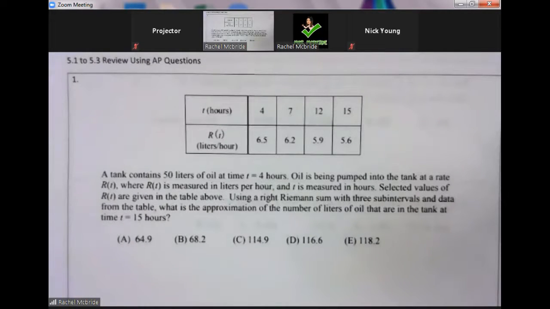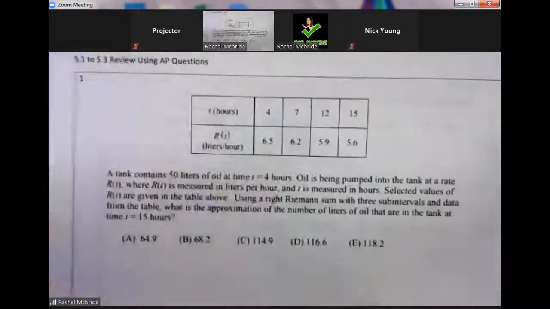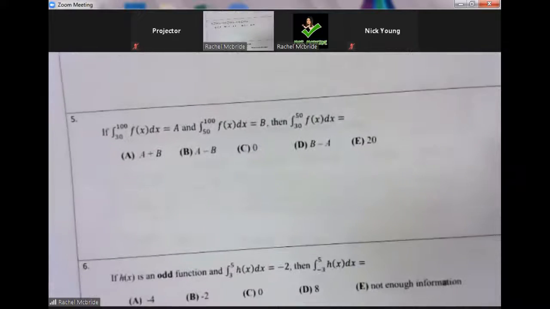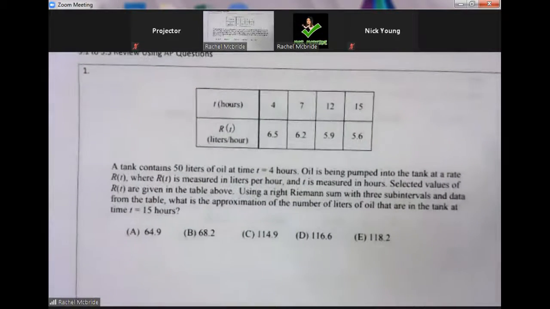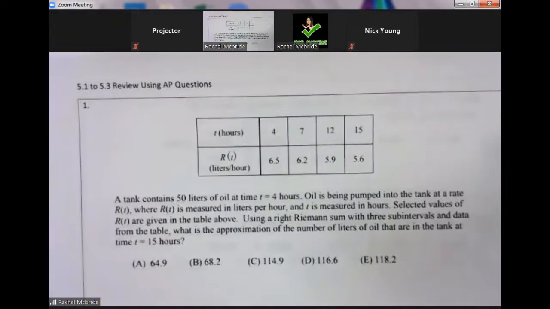So I want you to start with the 5.1 AP questions. I want you to work on these 7 questions until the bell rings. When the bell rings, you may take your break with the school. And then when you come back, we'll go over and talk about these AP questions. So use the next 4 or 5 minutes, whatever it is till that bell rings, to start 1, 2, and 3. You should be able to get through those 3.